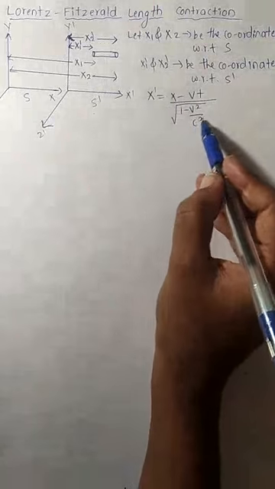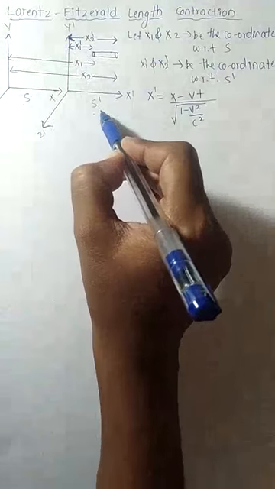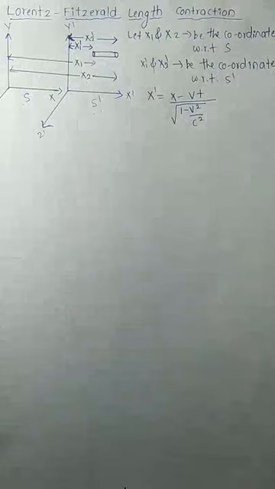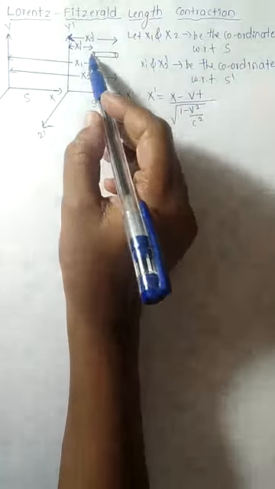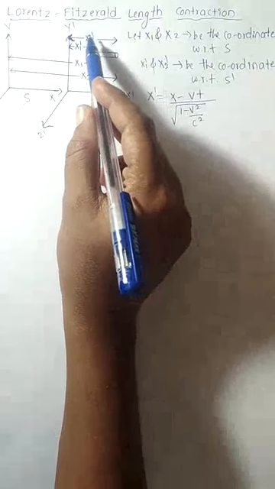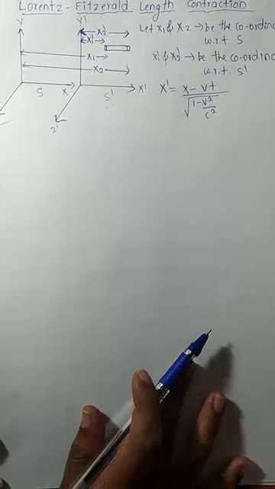The same Lorentz transformation equation we are applying to the S frame and S dash frame, and now we are getting two points here. If you write the same equation in terms of x1 dash and also in terms of x2 dash, we will get the two equations.